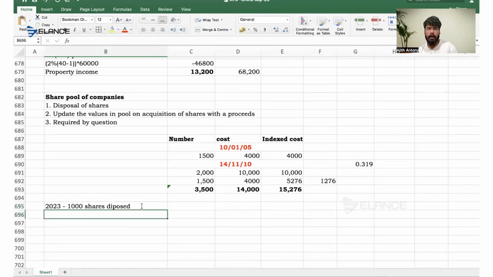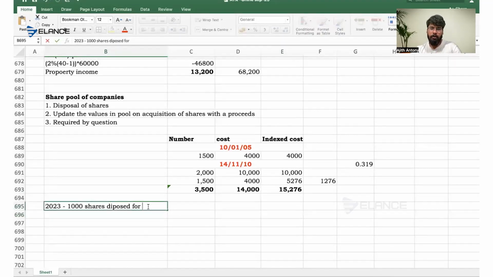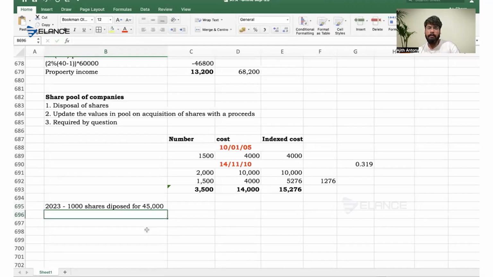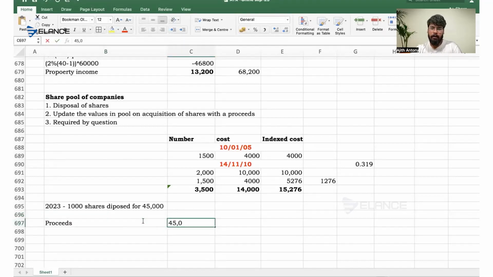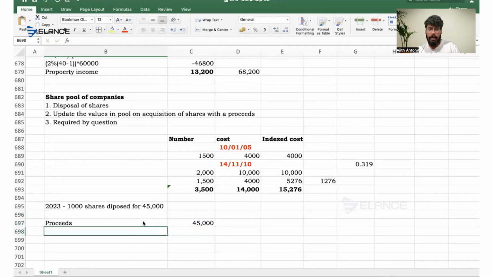1000 ഷെയർസ് ഞാൻ ഡിസ്പോസ് ചെയ്യാണ്. അപ്പൊ 1000 ഷെയർ ഡിസ്പോസ് ചെയ്യുമ്പോൾ അതിന്റെ ഗെയിൻ എനിക്ക് കണ്ടുപിടിക്കണം. അപ്പൊ ഗെയിൻ കണ്ടുപിടിക്കാനുള്ള പ്രൊസീഡ്സ് ക്വസ്റ്റ്യനിൽ ഡയറക്ട്ലി എന്തായാലും തരും. പ്രൊസീഡ്സ് ഒരു 45,000 ആയിരുന്നു എന്ന് വിചാരിക്കും. ദെൻ 1000 ഷെയറിന്റെ കോസ്റ്റ് കണ്ടുപിടിക്കണം.